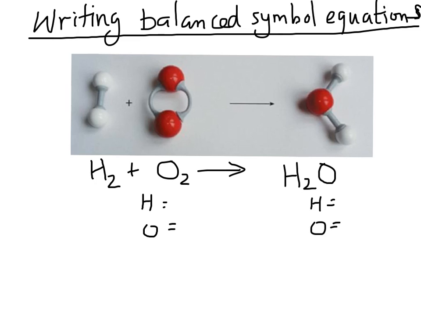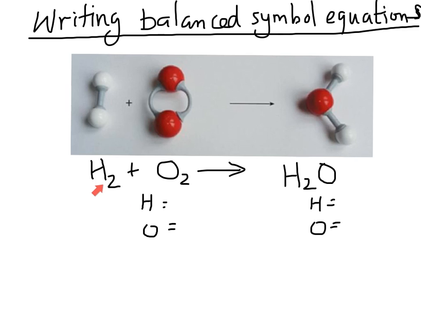What you see here is one way of doing this. I have listed out the atoms that are present on the reactant side, hydrogen and oxygen, and the atoms that are present on the product side, which is hydrogen and oxygen. Now all we have to do is try and balance this equation, make sure the number of atoms on both sides are the same. I'm going to start off with the hydrogen.